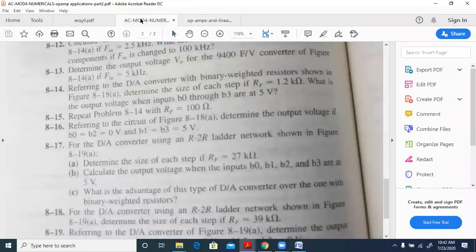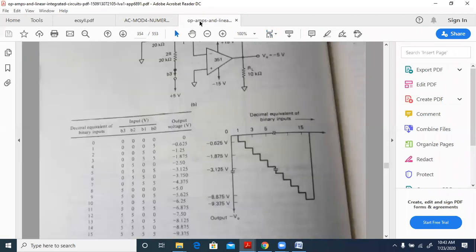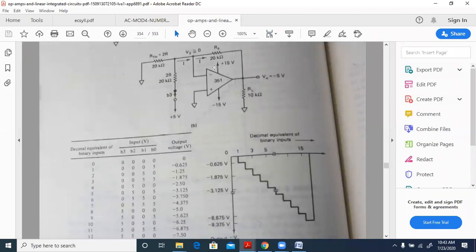Now, in our problem over here, step size for 27 kilo ohms. For step size for 27 kilo ohms, in place of 20, we have 27. In place of this 20 here, we have 27. This remains as it is, this remains 20K only. Only this will change to 27.